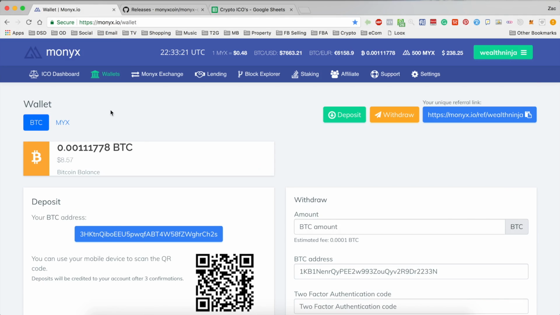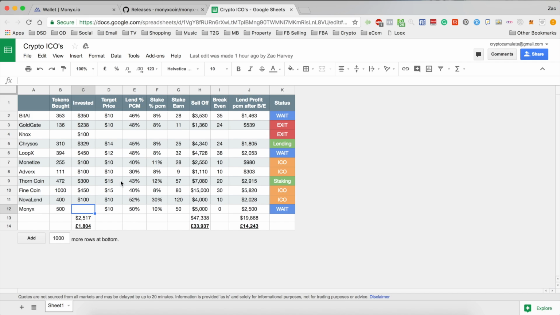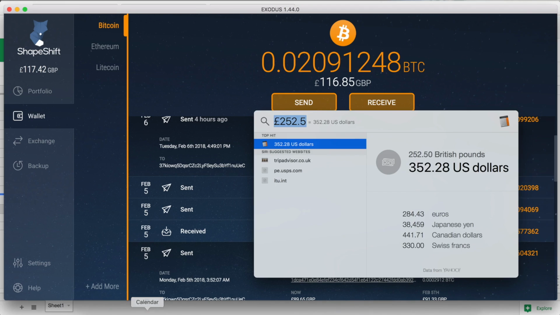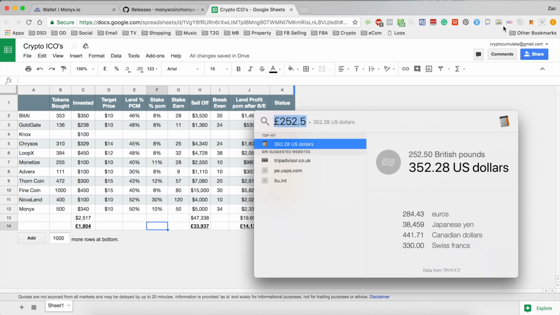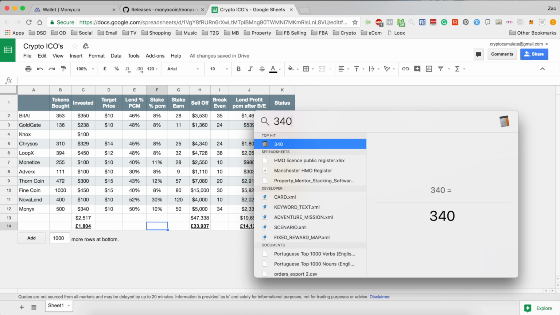But as you can see here, if I go back over to my Monyx, I've not spent everything, so I have about $10 left there. So I'm going to call it about $340 invested. Okay, so just because it's something useful to know, I guess. Sorry, that's wrong. 349.